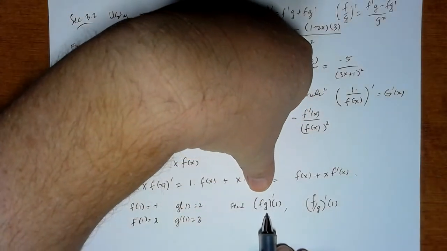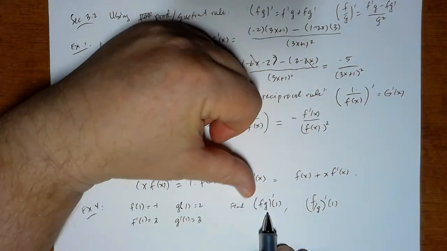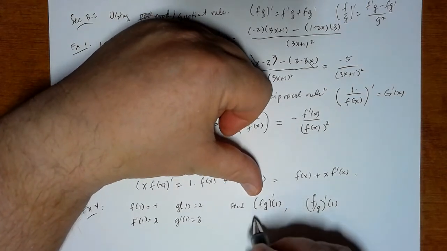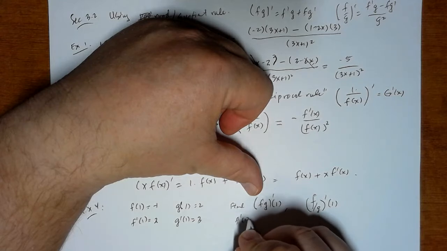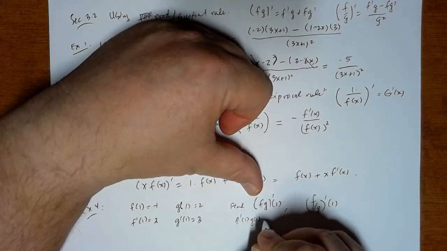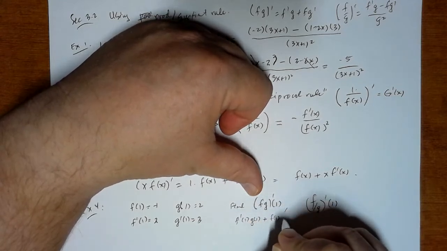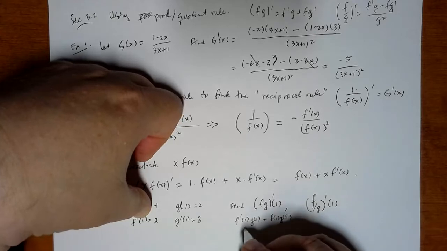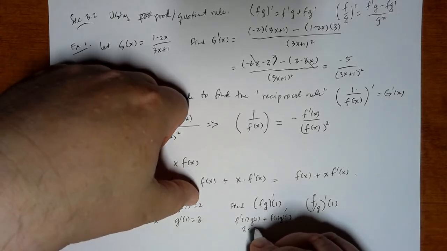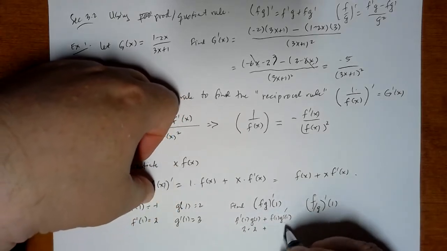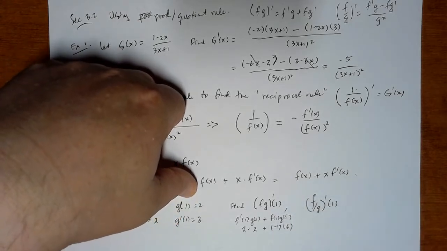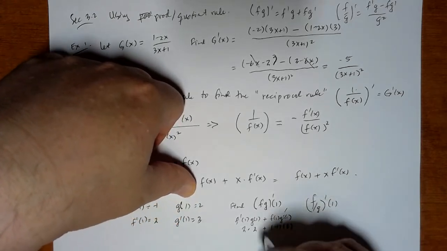So if we take a look at that, that's going to be f prime of 1 times g of 1 plus f of 1 times g prime of 1, right? So we just plug in our numbers at that point. That's going to be 2 times 2 plus minus 1 times 3. Good. So let's see, 4 minus 3 is equal to 1.